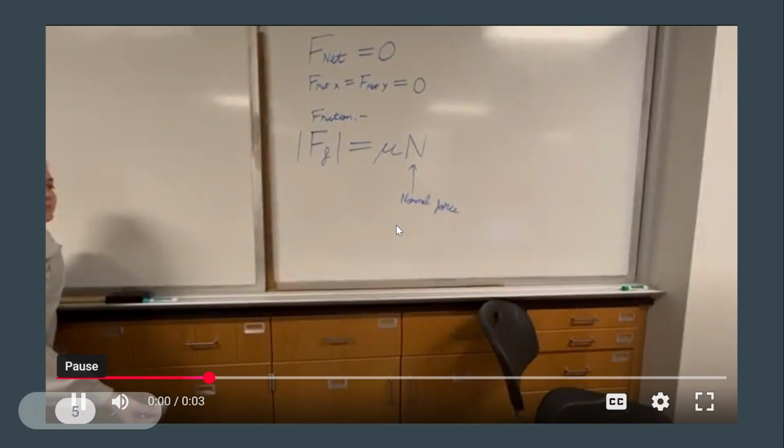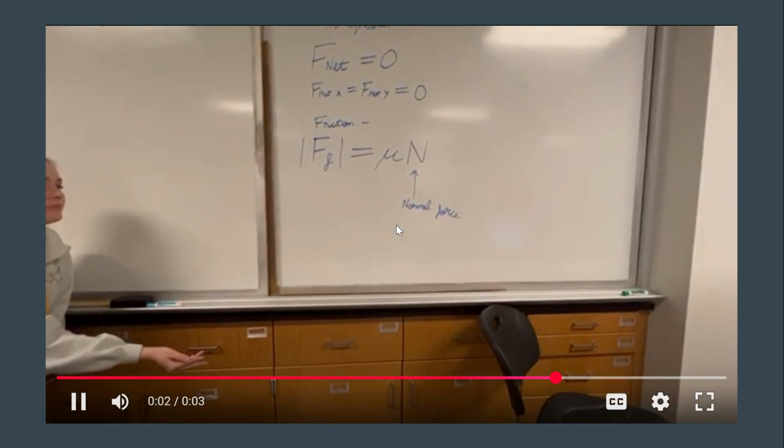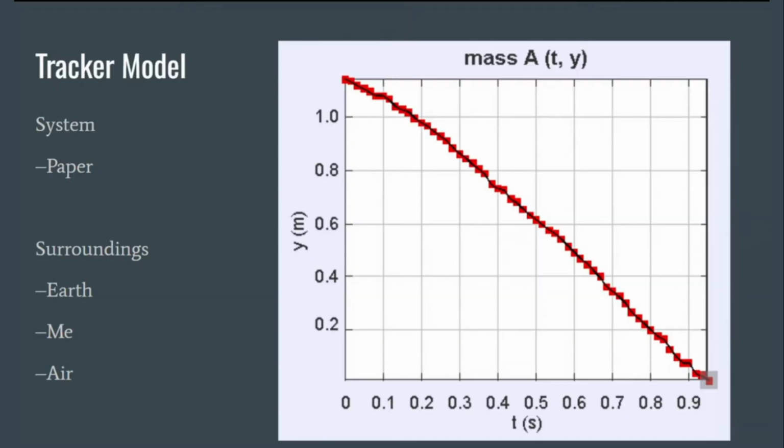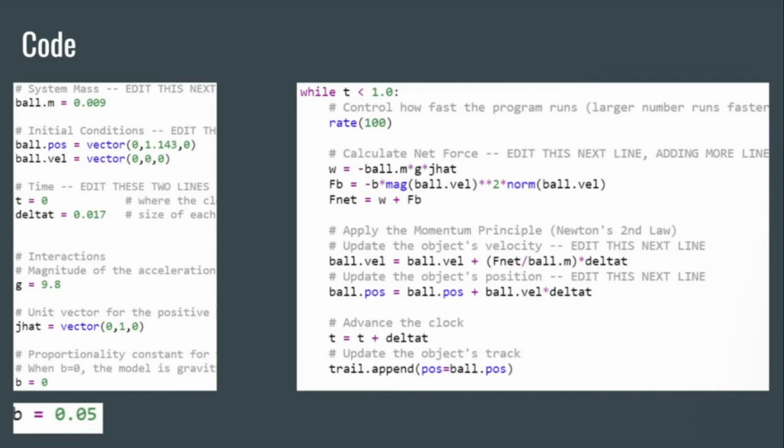2, 1, go. Here's the tracker model of the paper. The system was the paper, the surroundings were the earth and the air. Here's the code.